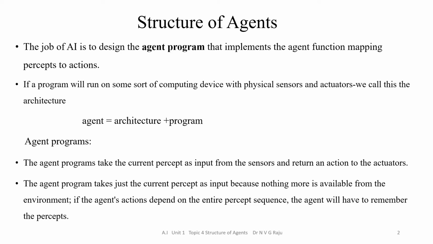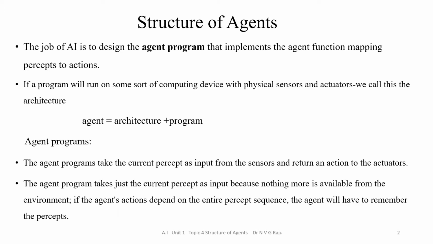The job of AI is to design an agent program that implements the agent function mapping percepts to actions. If a program runs on a computing device with physical sensors and actuators, we call it the architecture. So, an agent is equal to architecture plus program. Let us discuss agent programs for 2 minutes.